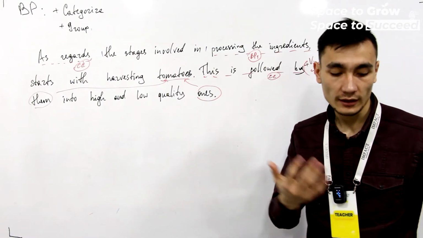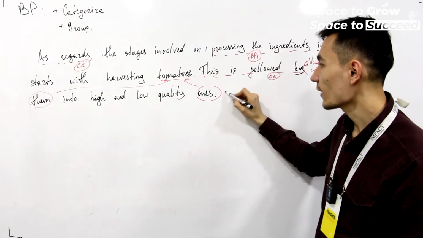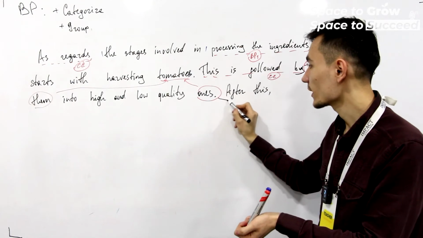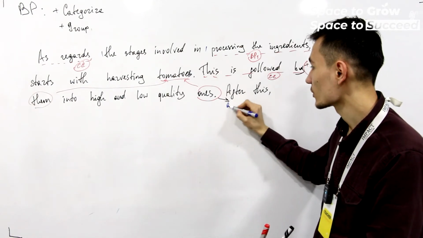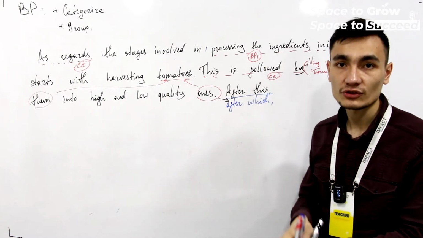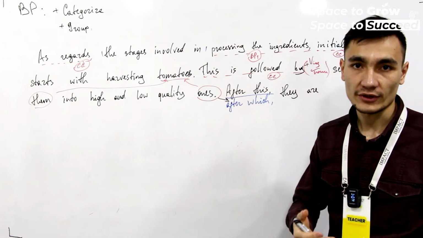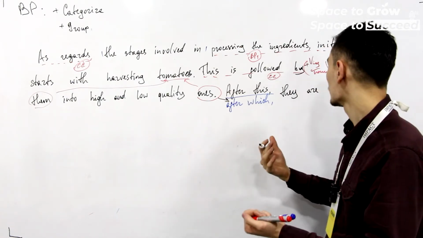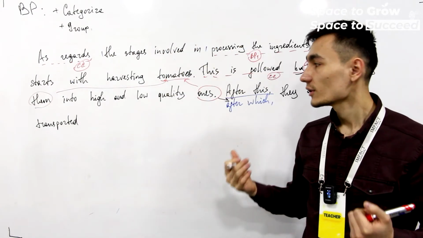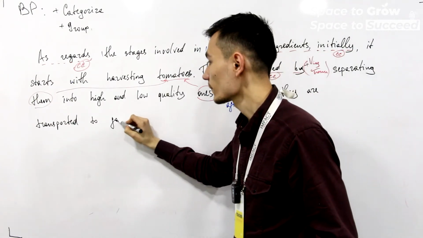And then after sorting, as you see, it was delivered to a place. So how can we continue? We can say "after this", or if we want to make it even more complex, we can say "after which". And then you just continue. They are delivered, sent, transported. Let's just use transported in this situation. We wrote "they are transported to", so it can be factory.